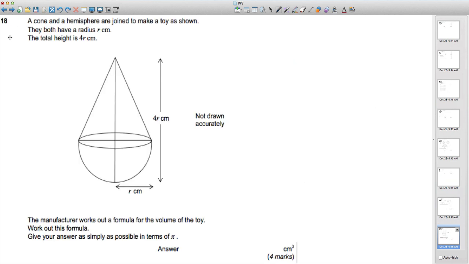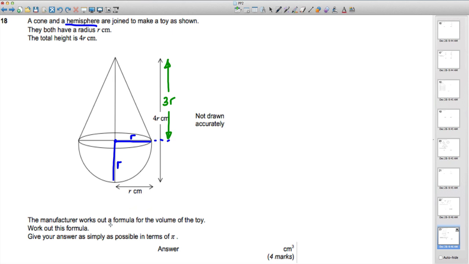Okay, question 18. A cone and a hemisphere, being half a sphere, are joined to make a toy as shown. They both have radius r, the total height is 4r. So let's just label in, that must be r, clearly. And clearly, if this is a hemisphere, that must be r as well. Agreed? Now, if that's r, the remaining distance here must be 3r. Because if the whole lot's 4r, and this bit here is r, this bit here must be 3r. Okay? So that's the key to this question, I think, labelling out your picture.